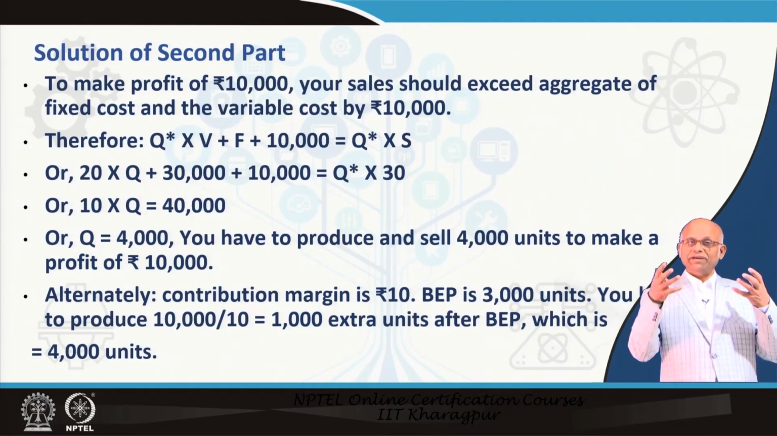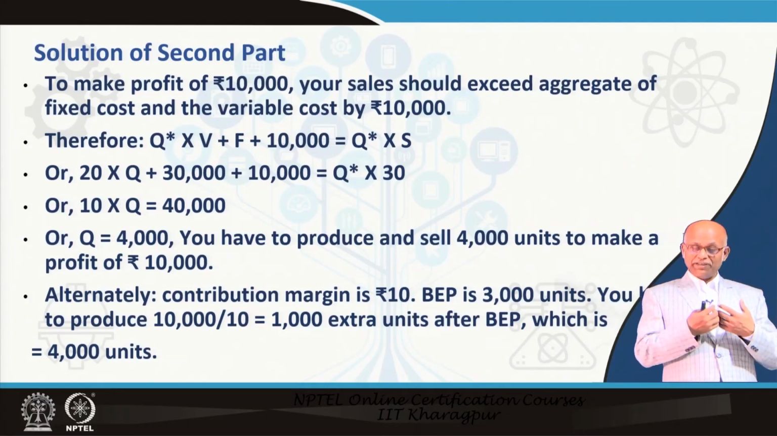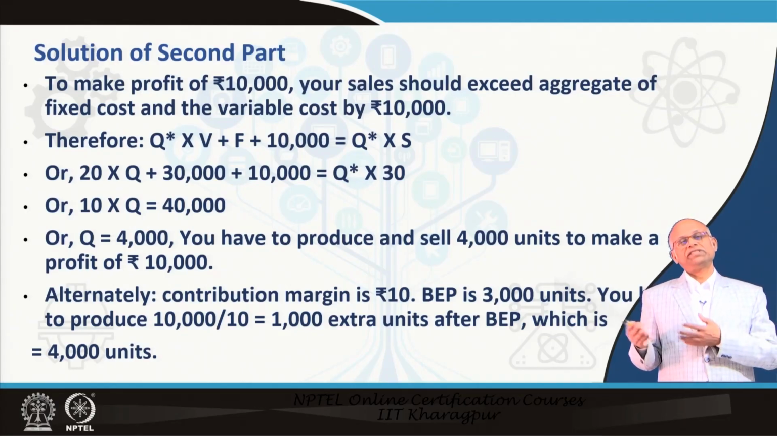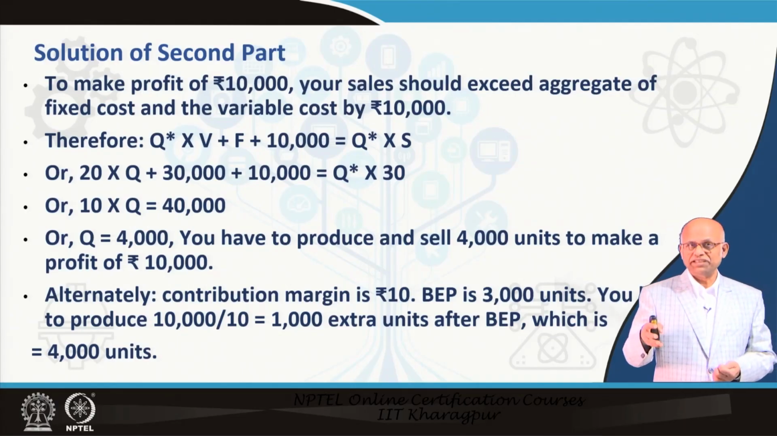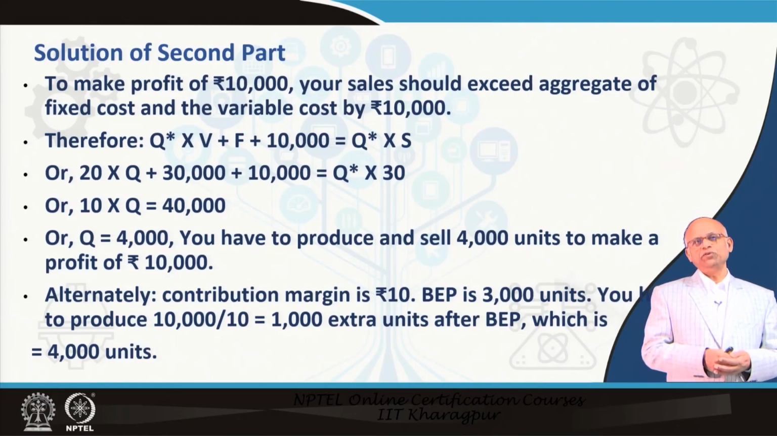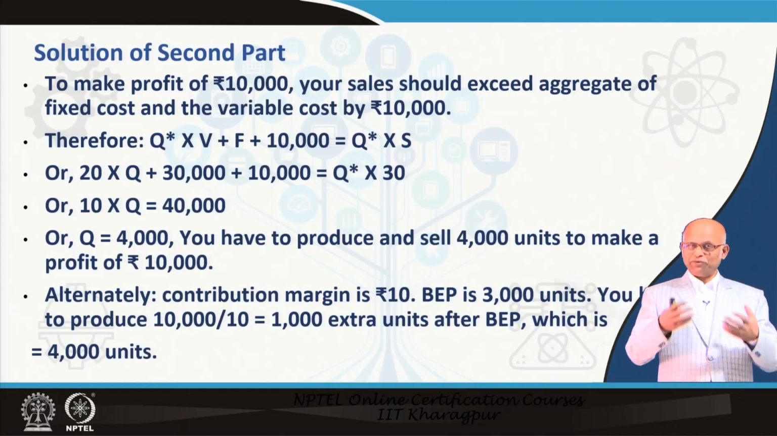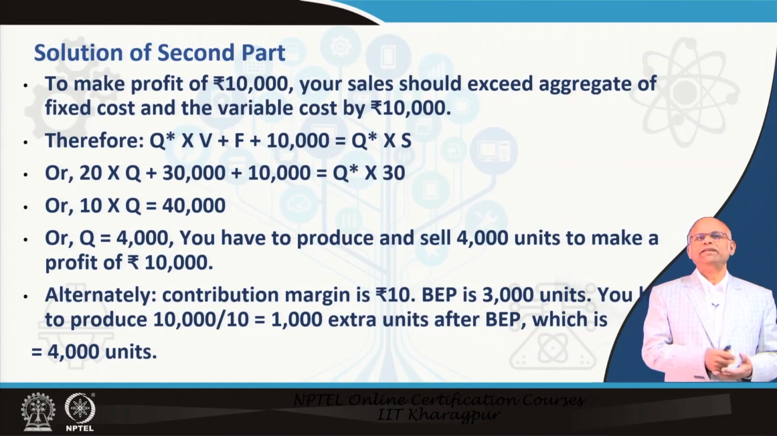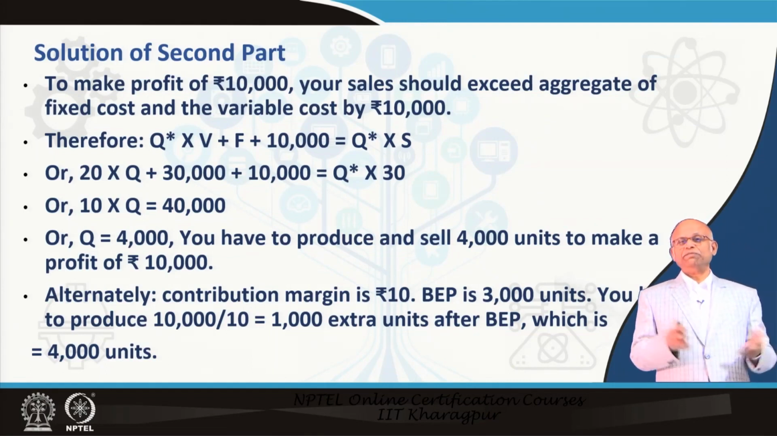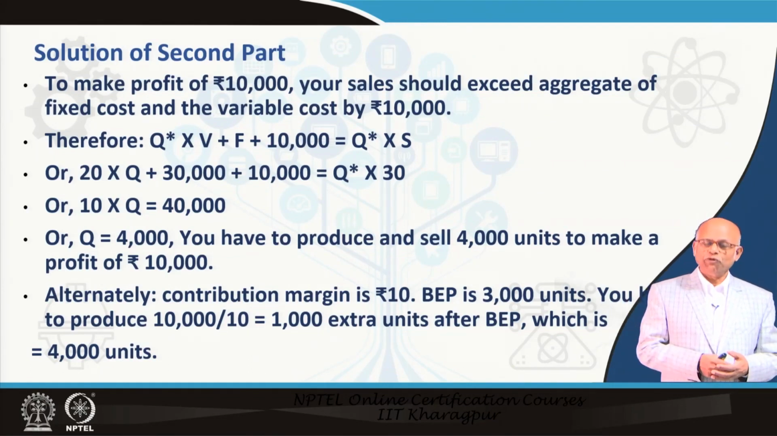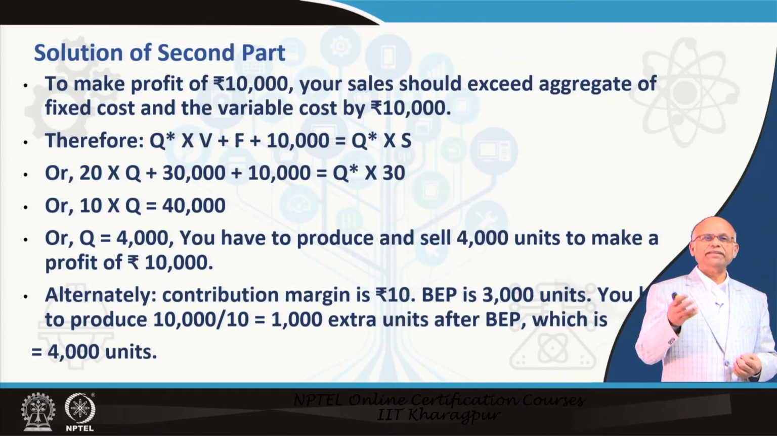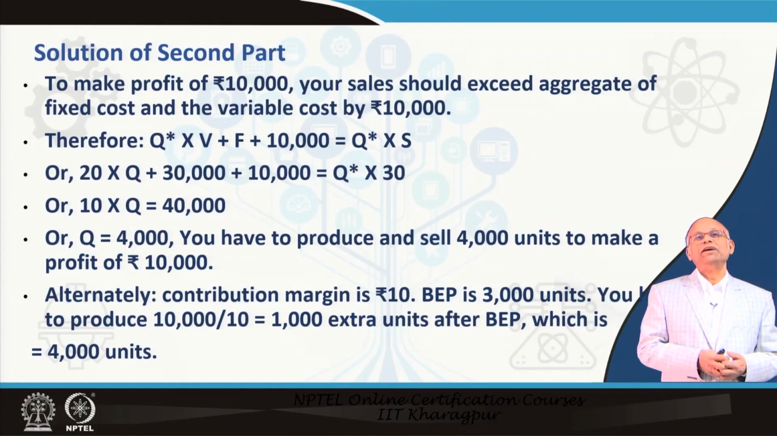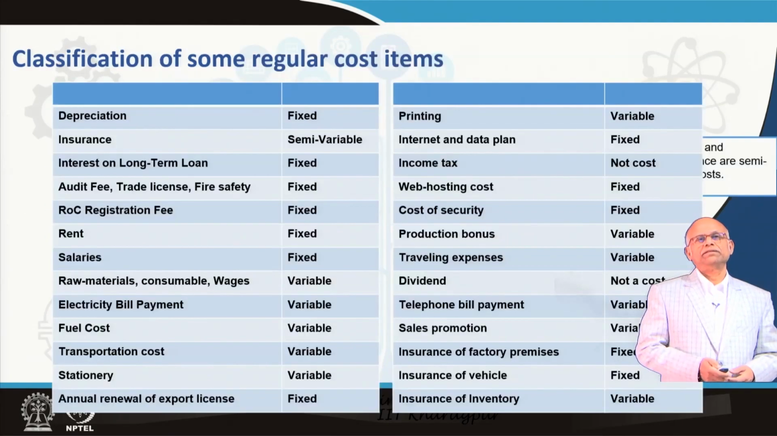This has to be recovered, or this has to be taken from the total sales, and your selling price is 30 rupees multiplied by the Q, which you have to sell to make a profit of 10,000. Solve for it, you find 4,000. That means, you have to produce and sell 4,000 units, only then you can make a profit of 10,000 rupees. That is it.